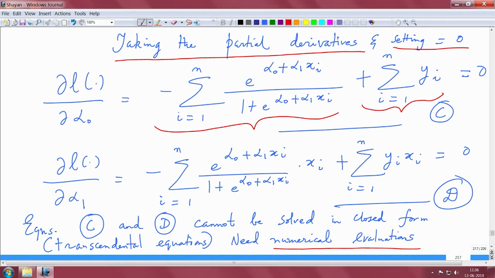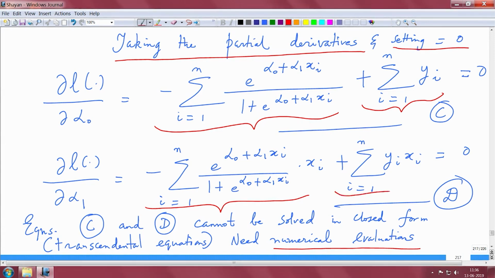Similarly, we do the same sort of math, taking the partial derivative of the log likelihood function with respect to the parameter alpha 1. We have 1 plus e power alpha naught plus alpha 1 x i in the denominator, because we have a log function, and taking the derivative of the argument within the log, we have e power alpha naught plus alpha 1 x i, and if you take the derivative of alpha 1 x i using the chain rule, we get x i. So, this is correct, and then we have summation i equals 1 to n y i x i, because that is the partial derivative with respect to alpha 1.